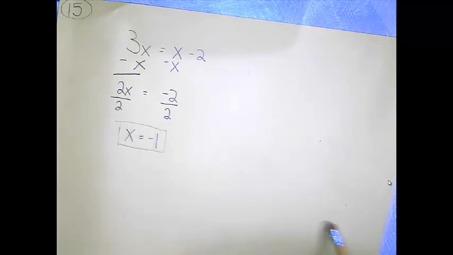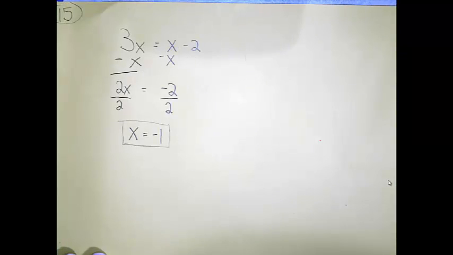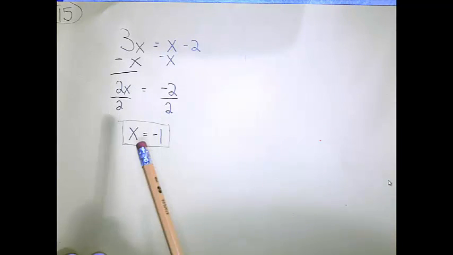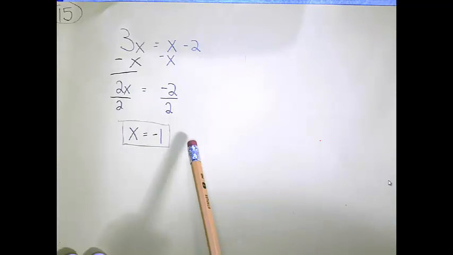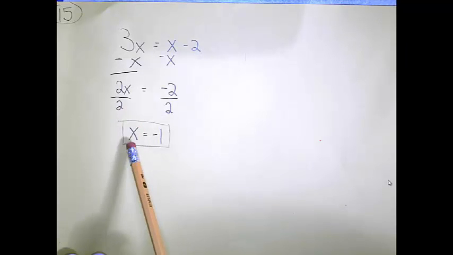Number 15, 3x equals x minus 2. We subtract x on both sides, and then we cross x out, and then we bring down 2x equals negative 2. So we divide 2 on both sides, and then we cross 2 out, and then we get x equals negative 1.